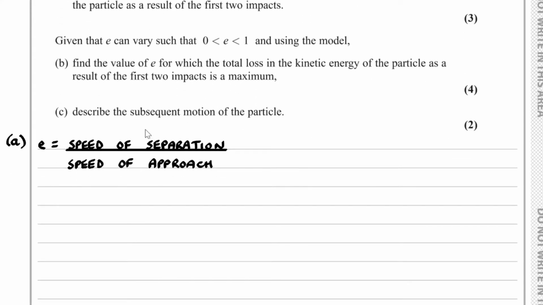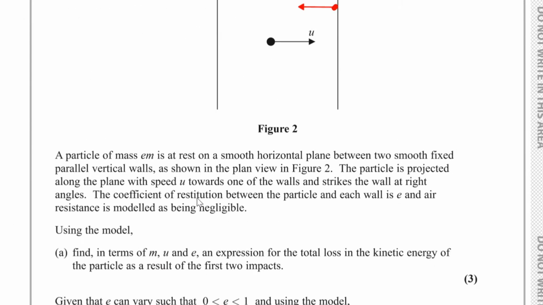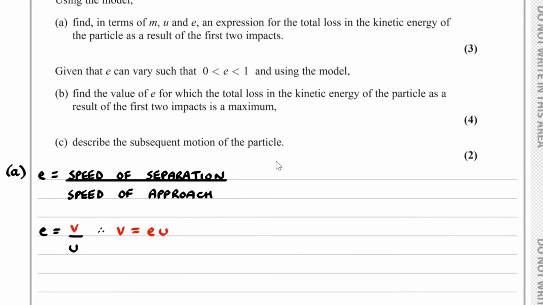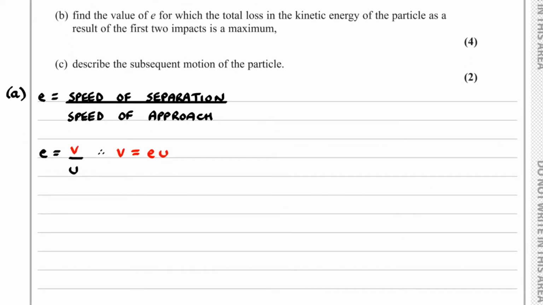So we have e equals v over u, which is the speed of approach, from which we can conclude v is equal to e multiplied by u. So we have eu. So what is v equals eu representing? Well, it would represent the speed after the first impact.